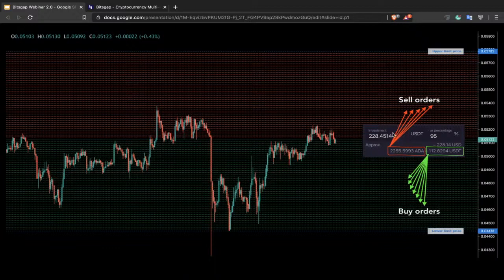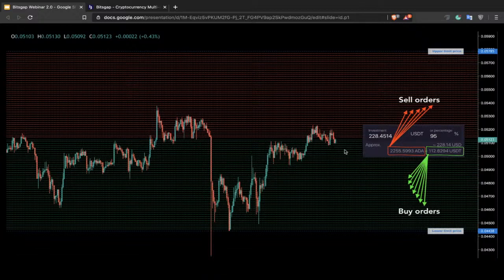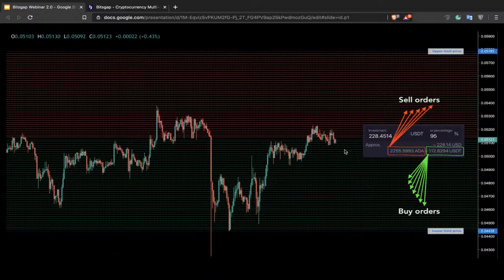For the sake of the example, we have Cardano trading to USDT, and the total investment is only 228 USDT. And here below we can see the split. So we can see that a portion, almost half of our total investment, 112 USDT, is distributed by the buy limit orders. So that means that if the price starts falling, it will execute buy limit orders each time the price triggers a buy limit order. And we also have sell orders, and you see that we have 2255 Cardanos proportionately distributed across all of these sell orders here.